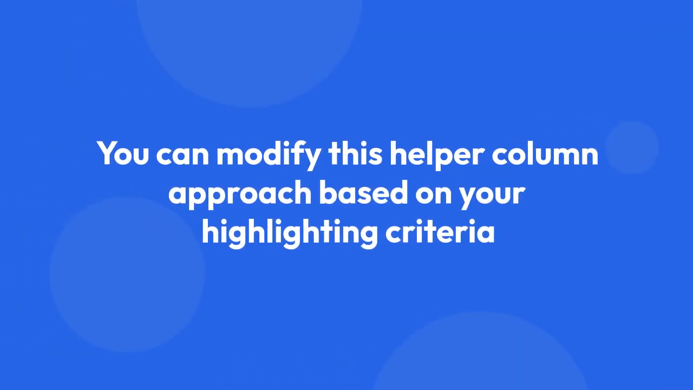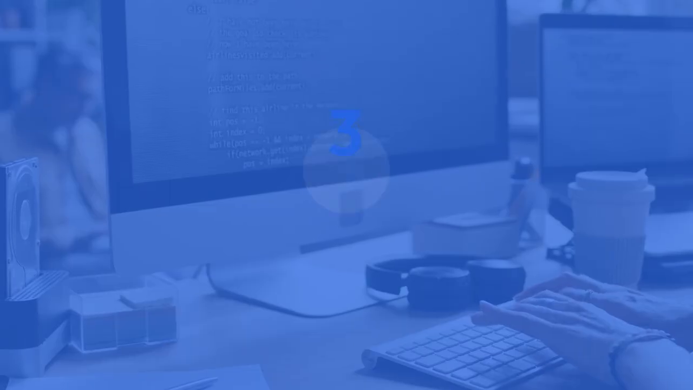You can modify this helper column approach based on your highlighting criteria. For example, if you highlight cells based on color, you can use the conditional formatting features of Excel to incorporate it within the formula.